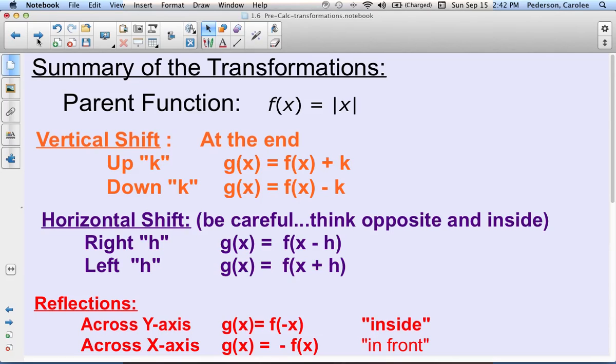So let's talk about the orange one first. If we talk about the orange functions, these are the vertical shifts. They happen at the end of the function. So something like plus 5 at the end. What that does is a plus 5, it's going to move it up that many units. If it's, let's say, a minus 5 or a minus 3, then it will move down that many units. So that happens at the end of the function.